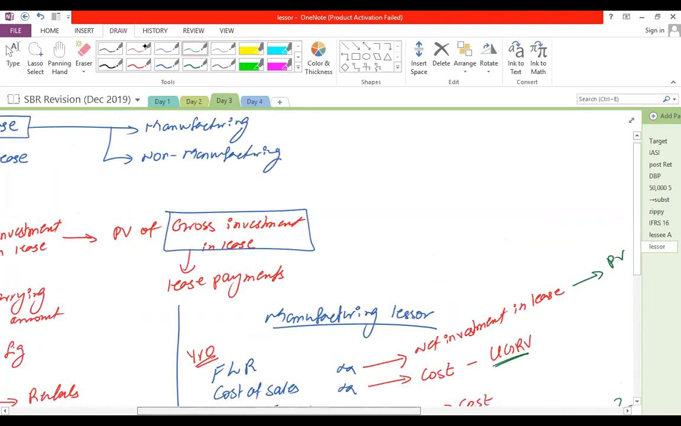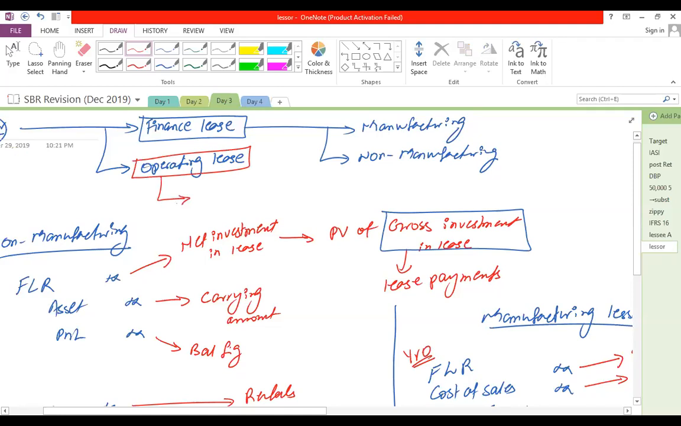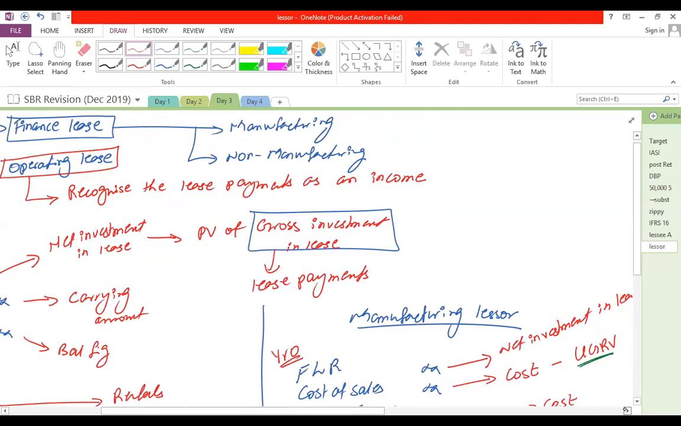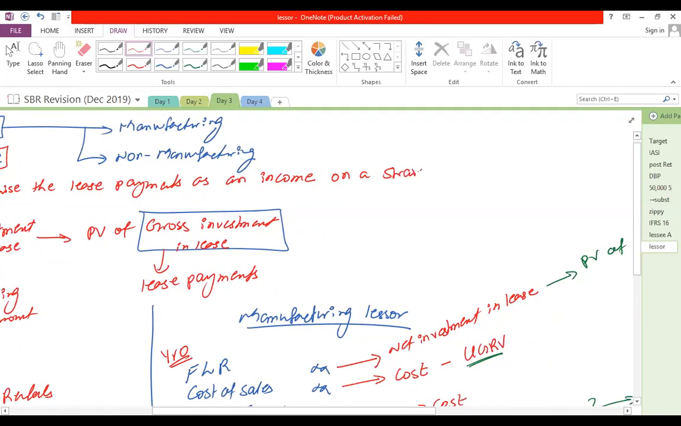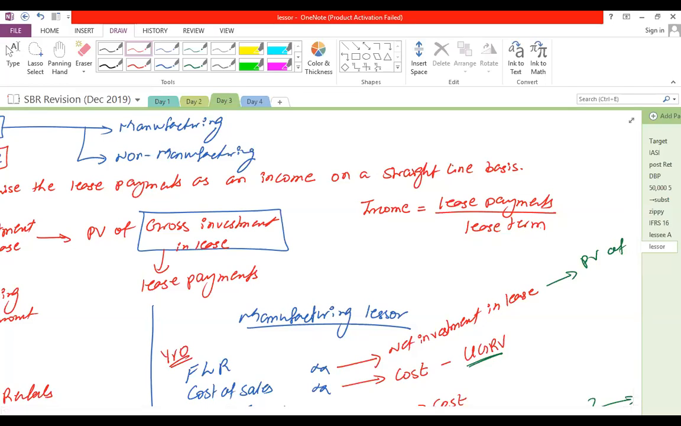The treatment of operating lease is quite simple. The operating lease is simply just like the lease exception. So we recognize the lease payments as an income. Whatever lease payments we are receiving will be recognized as an income on a straight line basis. So the income is equal to all of the lease payments or lease receipts, divided by the lease term, which is what the lessor is going to recognize as income. So the treatment is quite similar to the lessee's lease exception.